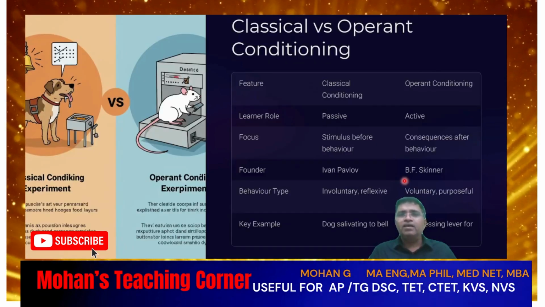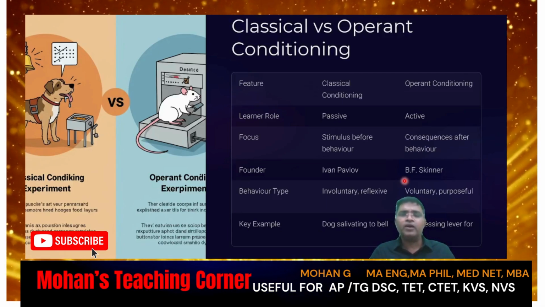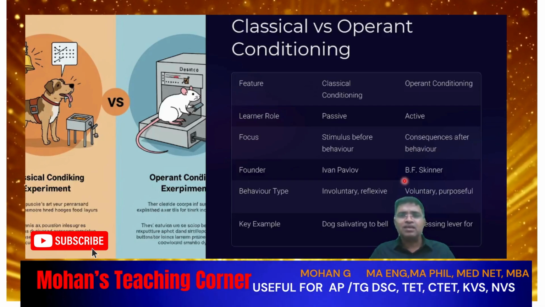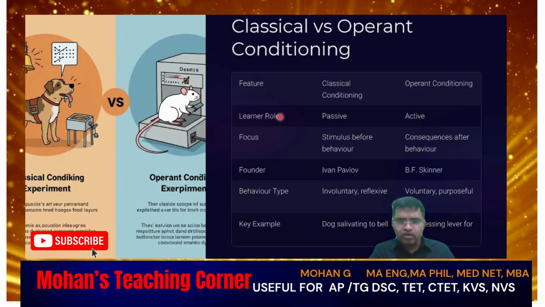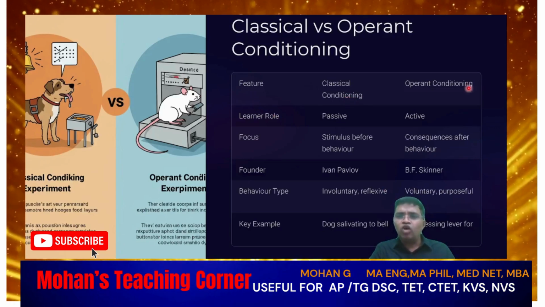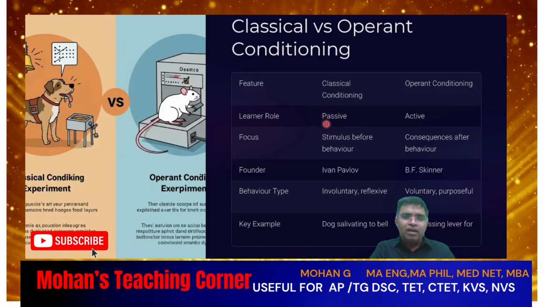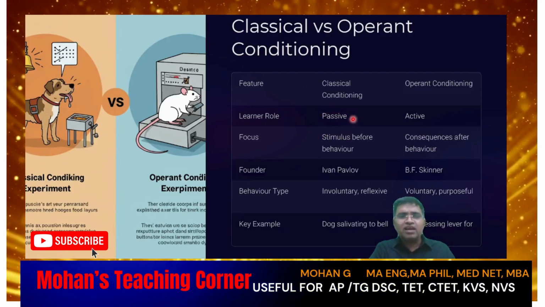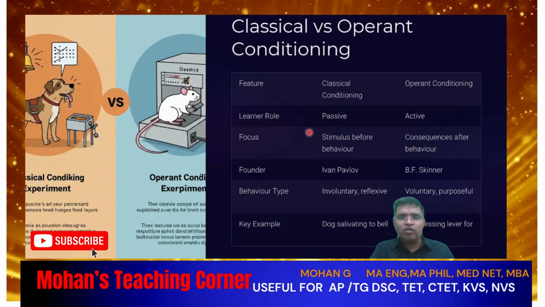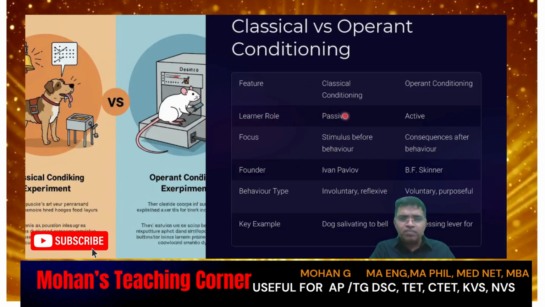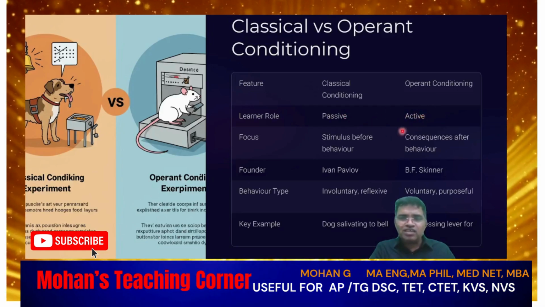Then here we will discuss the difference between classical and operant conditioning. Classical conditioning was given by Ivan Pavlov, and here we will check the features one by one: classical conditioning and operant conditioning. First, the learner's role. In Ivan Pavlov's classical conditioning, the dog is standing like that and everything is done by Pavlov, so the dog is passive. Here in operant conditioning, the rat is active.